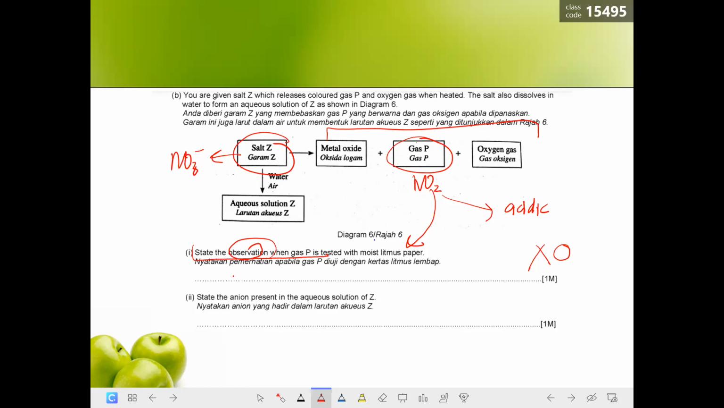So what changes to what color? Blue litmus paper changes to red. Very good. Blue to red. Very good answer. Good job. Okay, so next one. What is the anion present in my aqueous solution here?